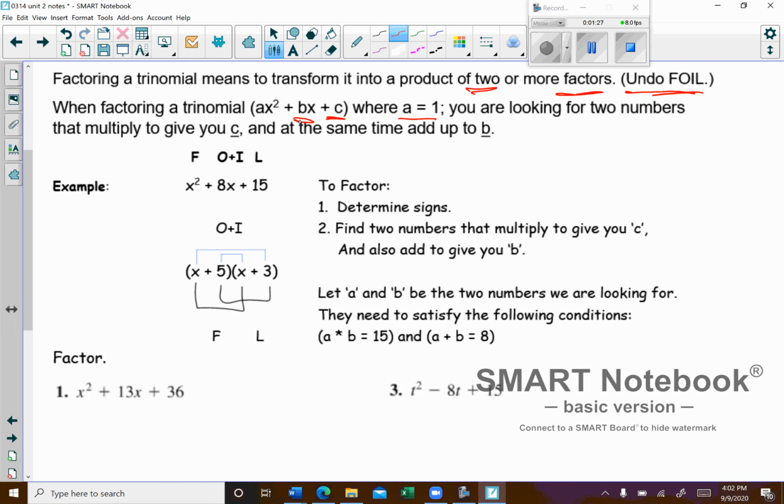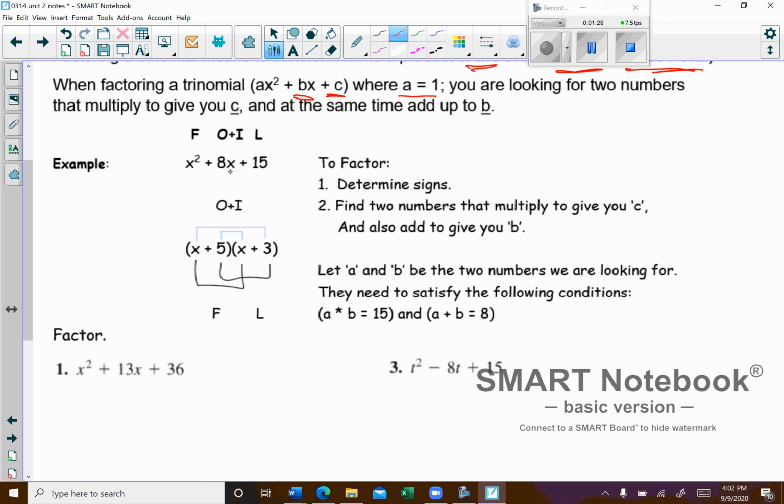So let's look at an example of this. Right here we have x squared plus 8x plus 15. Sometimes people call this the A&M method: add to 8 and multiply to give you 15. That helps keep everything straight. First things first, you want to determine your signs. You're looking for two numbers that multiply to give you 15, but they add to positive 8. So they're both positive. When I multiply those two numbers, they will be 15, and if I add them, they will add up to 8.